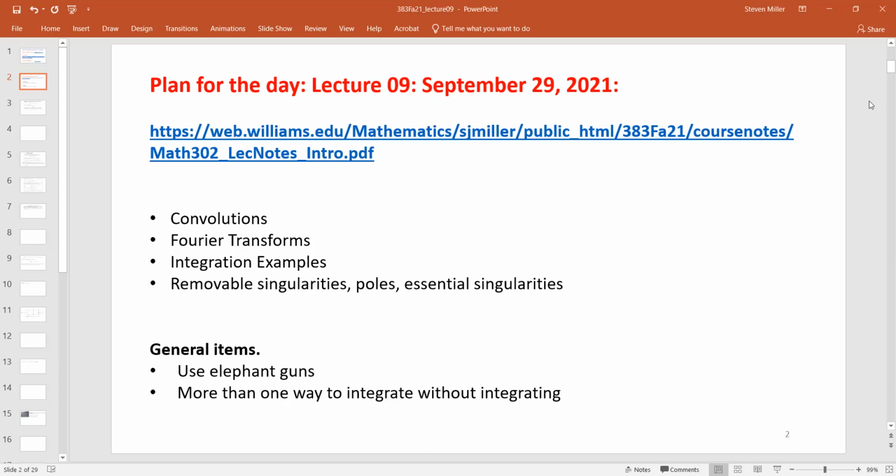Now, frequently people will just use the strongest result in the literature, but it's nice to get a sense of how deep the result is. Do I really need this strong result, or do I just need something toward that? There is more than one way to integrate without integrating. And so today we will see another way to integrate without integrating.